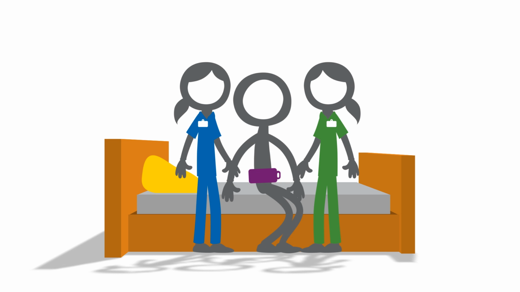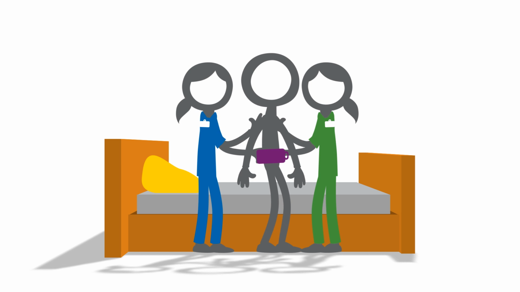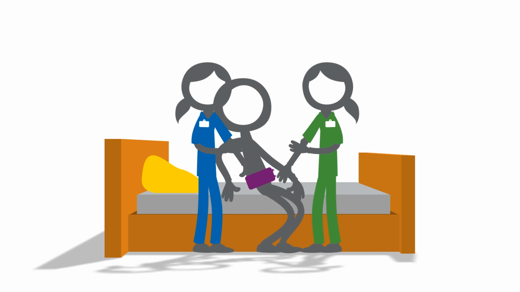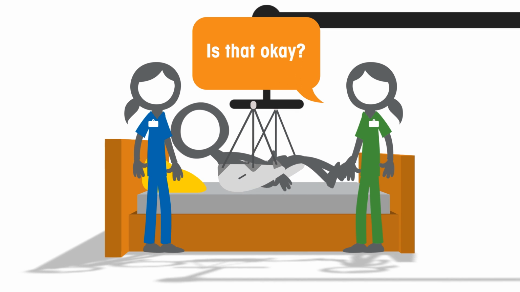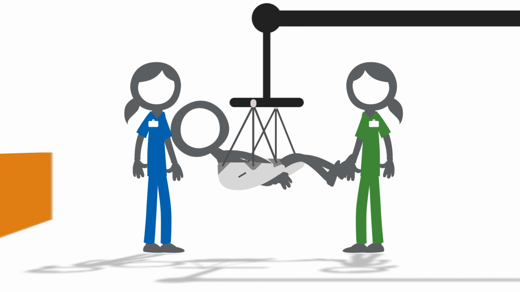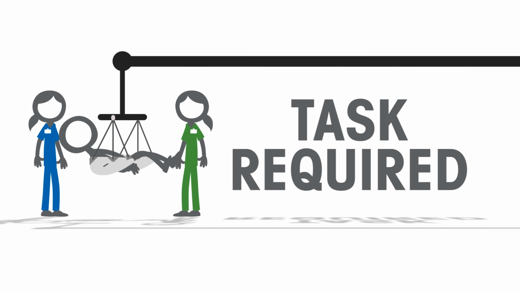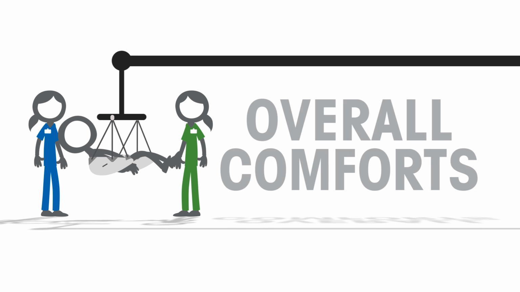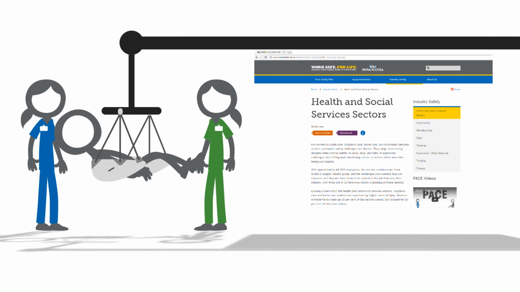At certain times, the assistance of a fellow healthcare worker may be enough to help the client complete the task. In some cases, however, mechanical lifts and slings may be required. If you require the use of a mechanical lift, you'll need 2 people to operate it, and you'll also need to choose the appropriate sling. Sling choice should take into consideration the task required, the client's skin integrity, and overall comfort. You should consult PACE's Sling Resources to help ensure you are making the right choice. These are located in the healthcare section of the Work Safe for Life website.